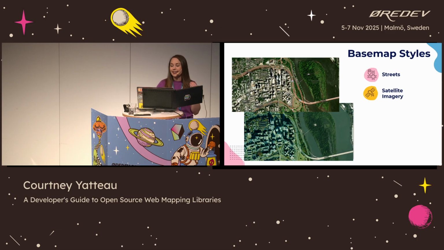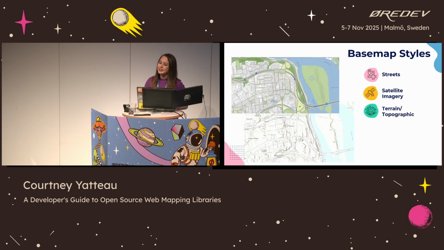The next one is satellite imagery. This provides real world imagery, so it gives you a realistic view of the area, which is good for applications needing context, maybe a situation of environmental monitoring or even real estate. All right, the next one is terrain or topographic. These maps highlight actual physical features like hills and valleys and the elevations. A lot of times you'll see actual elevation numbers on these base maps. They're especially useful for outdoor applications where understanding the landscape is truly important.